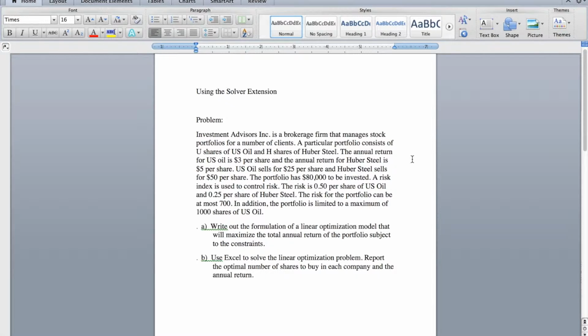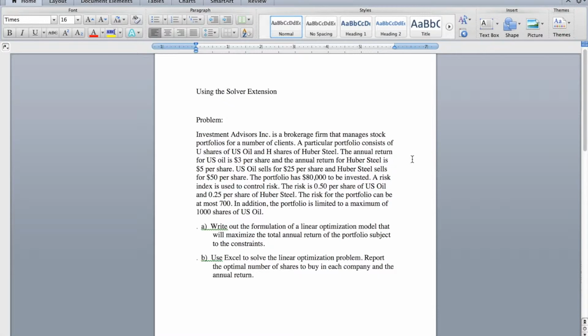A risk index is used to control risk. The risk is 50 cents per share of U.S. Oil and 25 cents per share of Hoover Steel. The risk for the portfolio can be at most 700. In addition, the portfolio is limited to a maximum of 1,000 shares of U.S.